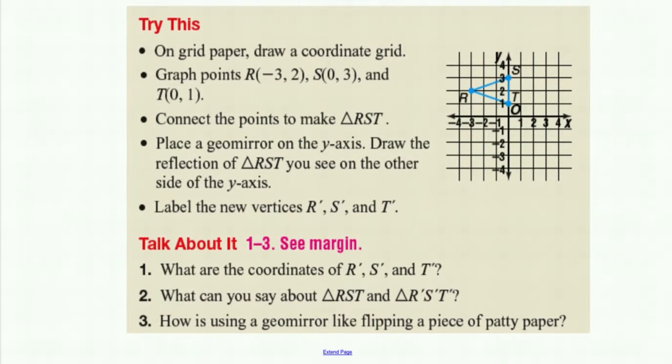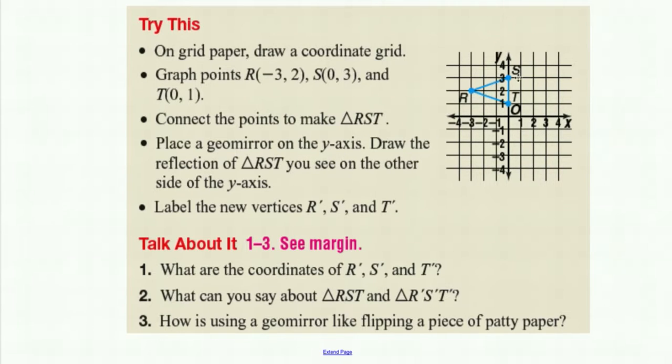So on grid paper, draw a coordinate grid. Graph points negative 3, 2, 0, 3, and 0, 1. Those are points R, S, and T. Connect the points triangle RST, like the one that you see here in blue. Okay. Place a geomirror on the y-axis.